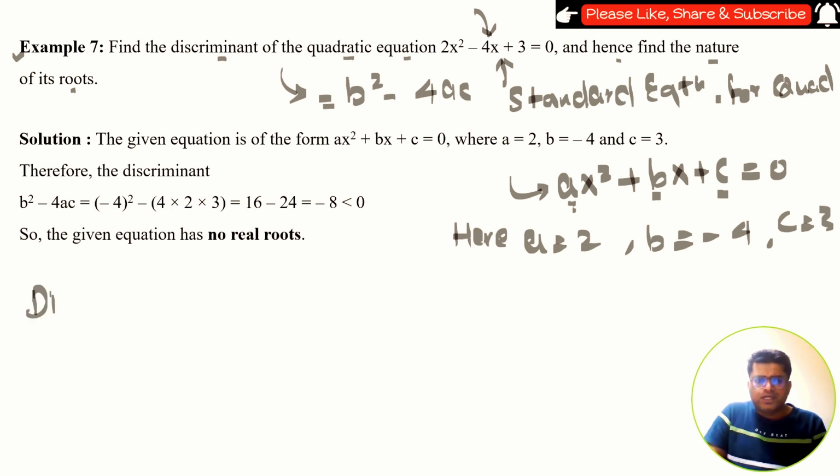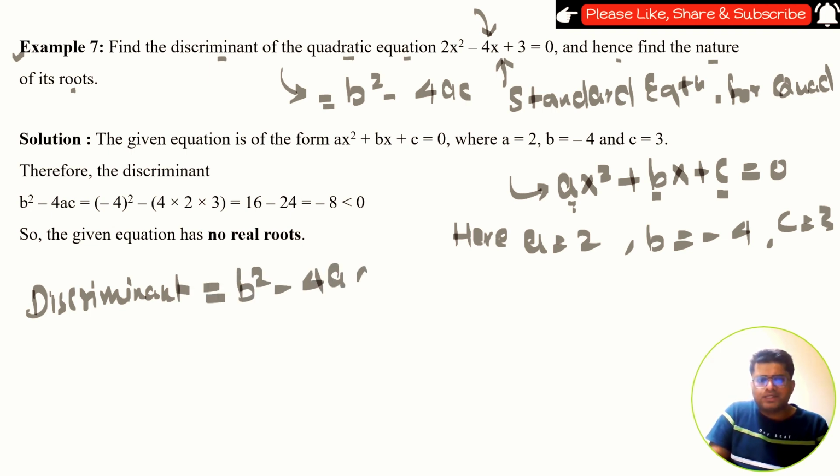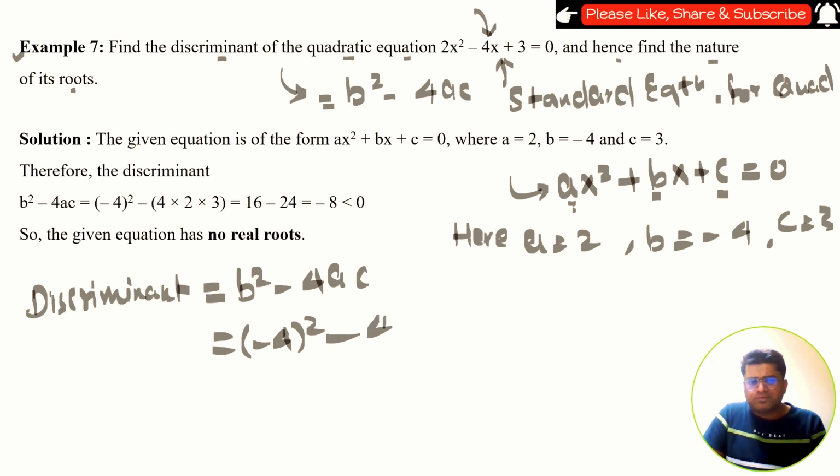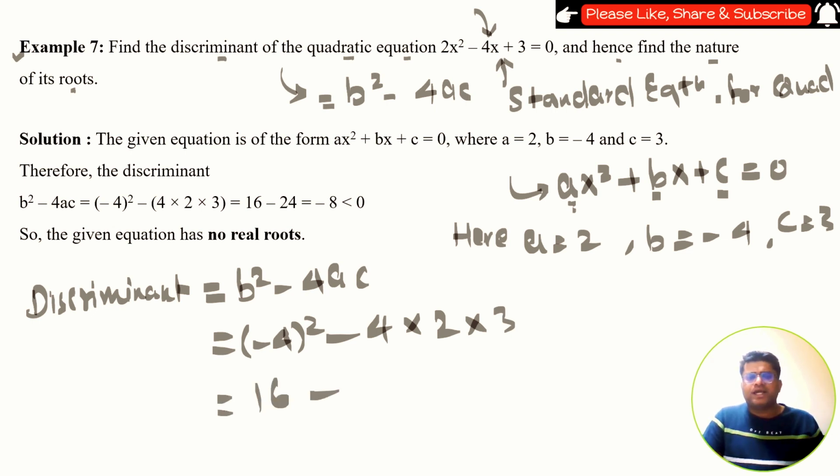Now the discriminant is equal to, as you know, b square minus 4ac. What is b? b is minus 4. It means minus 4 whole square minus 4 multiply, what is the value of a? 2, and what is the value of c? This is 3. You find here 16 minus 4 times 2 is 8, and 8 times 3 is 24, and this is coming minus 8. You can see here minus 8.